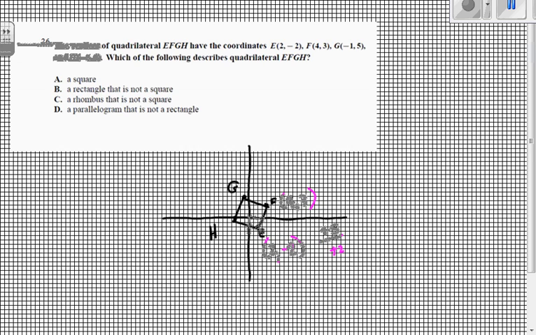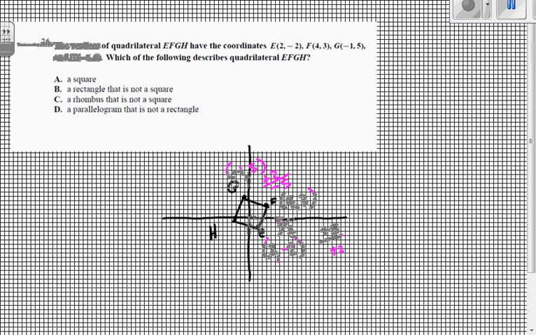Now let's do G, -1, 5. From G to F, look at the y's. From 3 to 5, I went up 2. From 4 to -1, I went down 5, so -2/5. Okay, those are perpendicular because -2/5 and 5/2 are opposite reciprocals.